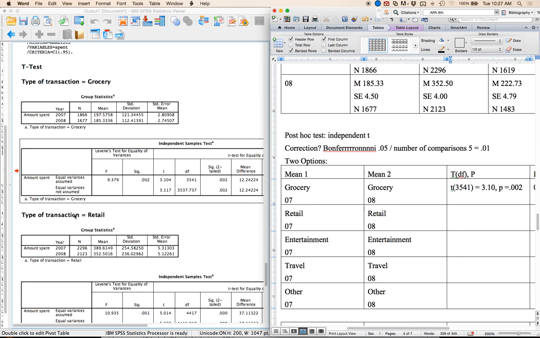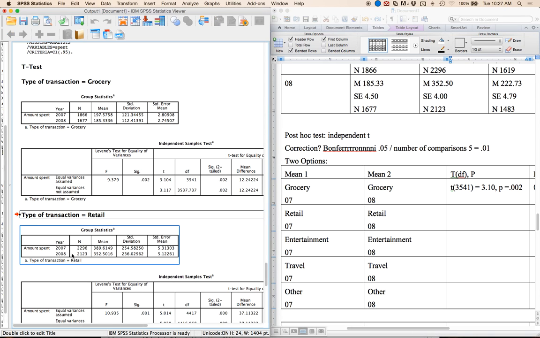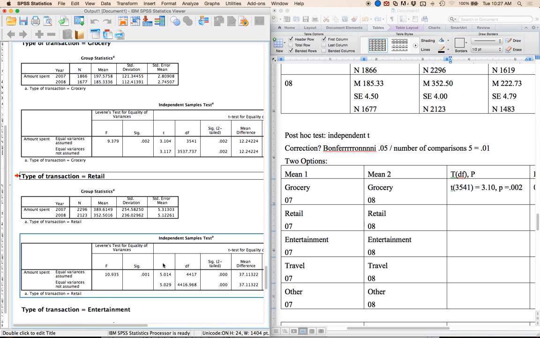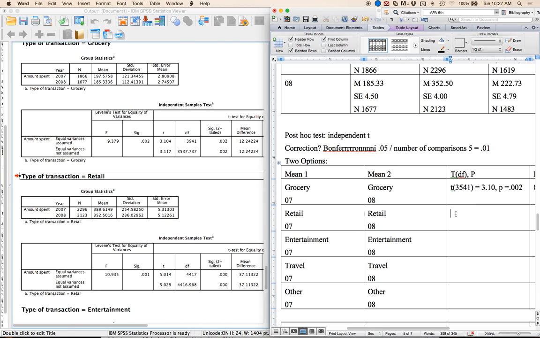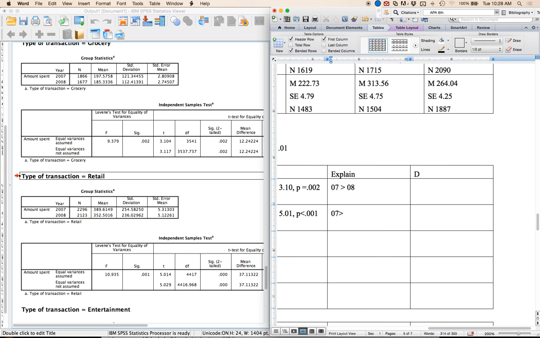So for retail, I'm going to scroll down. Type of transactions says retail here. I got 07 versus 08, which is good. My t value would be t(4.17) equals 5.01, and p is less than .001, because be sure you're looking at where it says Sig and not Levene's. And so what does that tell me? Looking up here at the means, I spent more money in 07 than 08.